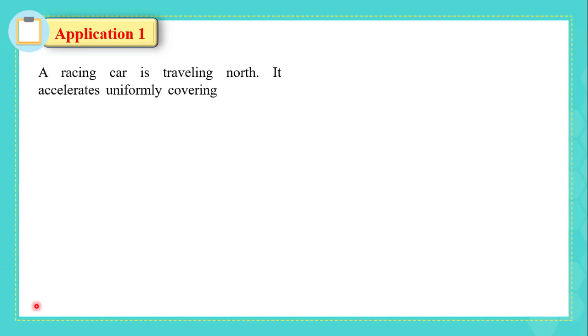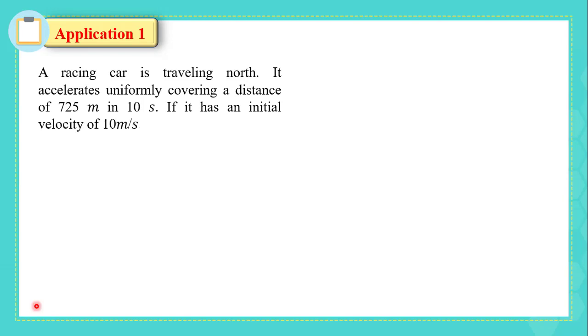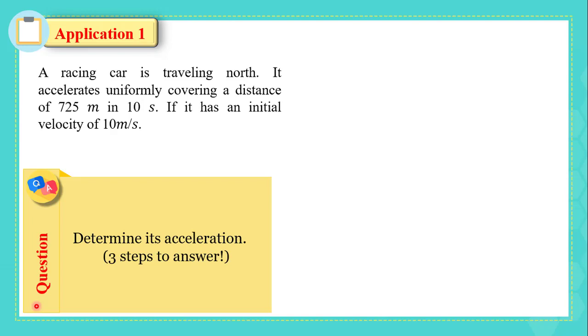application by yourself. A racing car is traveling north. It accelerates uniformly, covering a distance of 725 meters in 10 seconds. If it has an initial velocity of 10 meters per second, determine its acceleration. Note that to answer this question, you need to follow 3 steps.